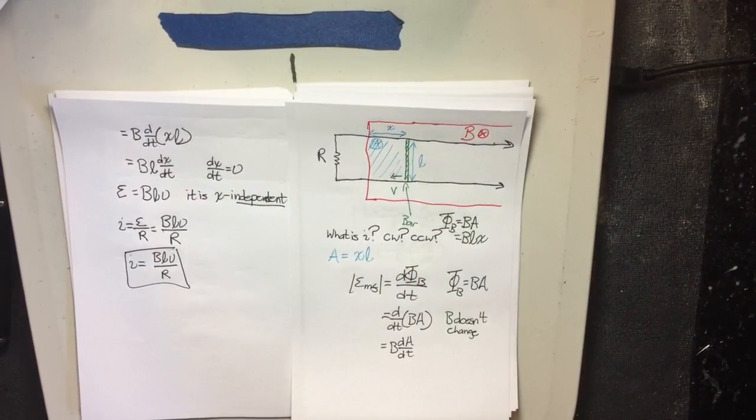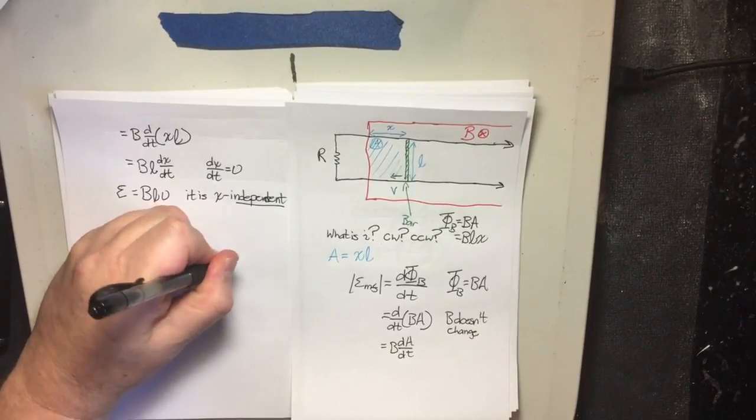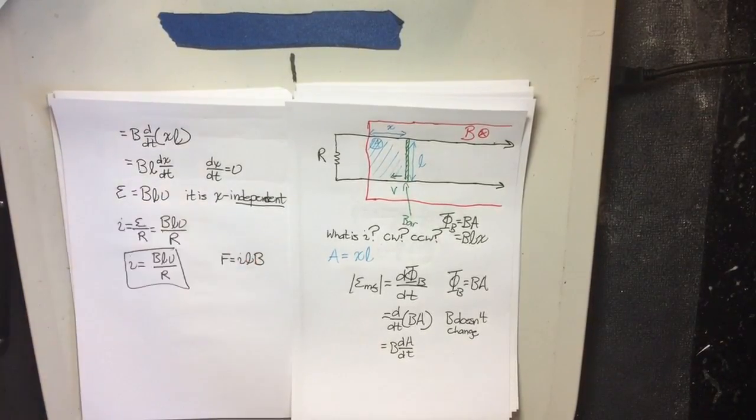And what happens, Sabrina, when you have a wire carrying current in a magnetic field? I think there is a lab coming up where you have a wire carrying a current in a magnetic field. What should it experience? It experiences a force. That force on a wire is ILB.